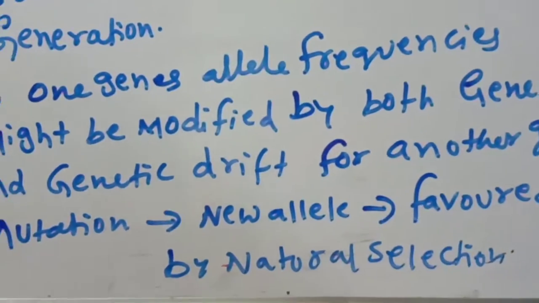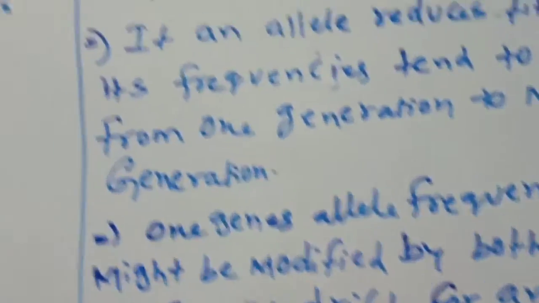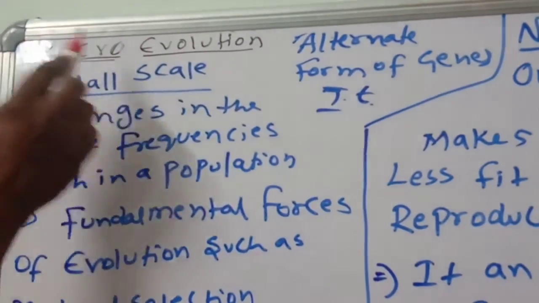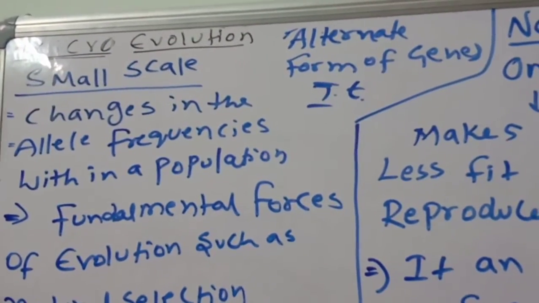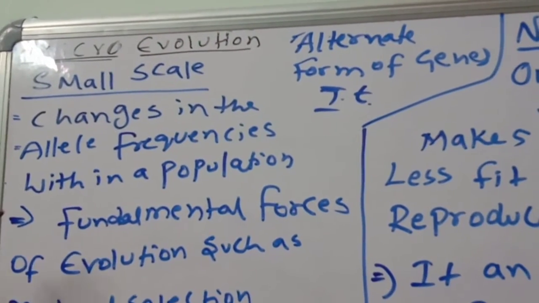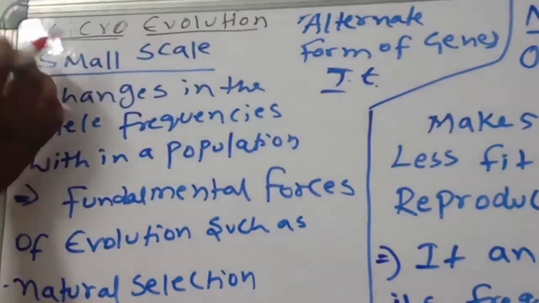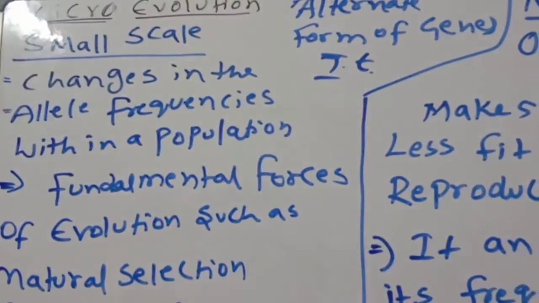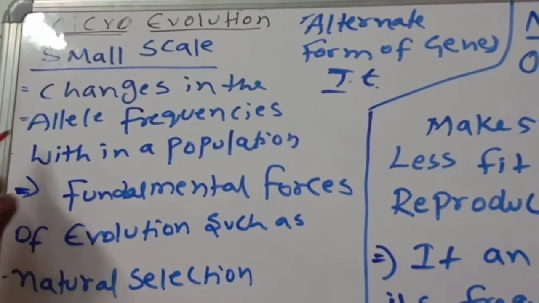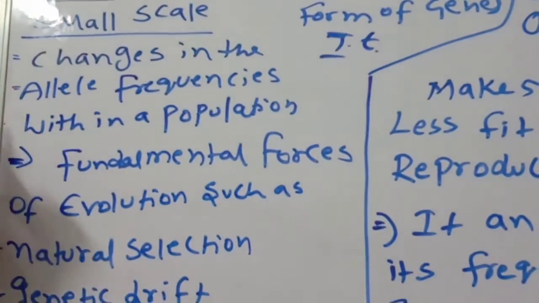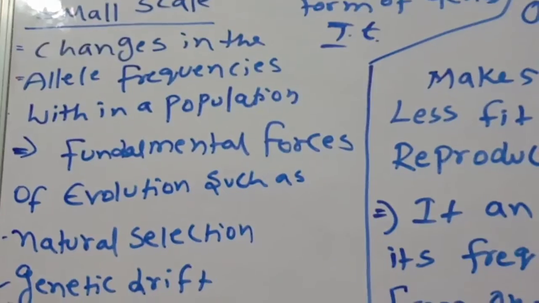Children, observe very carefully. What we are discussing is small scale evolution, or microevolution. Small changes in the allele frequencies within a population create the evolution. That kind of evolution is called microevolution. What is an allele? An alternate form of genes. In these allele frequencies, small changes lead to microevolution.